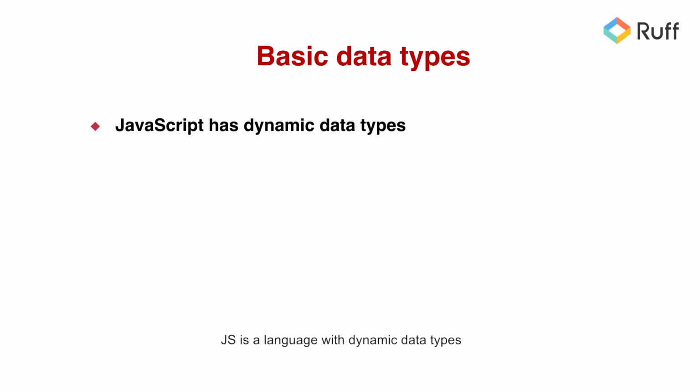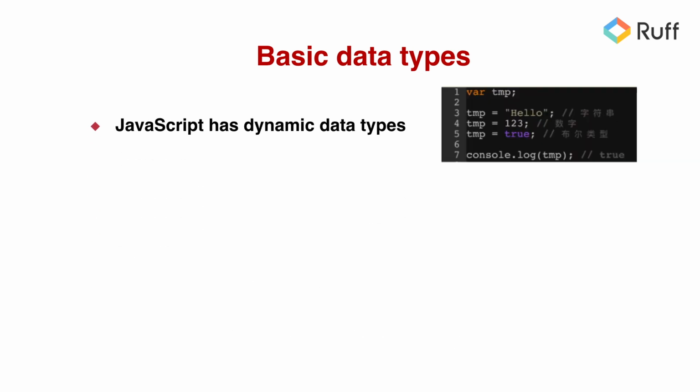Firstly, JavaScript is a language with dynamic data types. So what does that mean? Let's look at an example on the right. Well, I've defined a variable temp. To start with, I assign it a string, hello. Next, I assign it a number, 123. Finally, I assign it a Boolean type, true. They're all acceptable. That's to say, the same variable can be assigned data of different types.